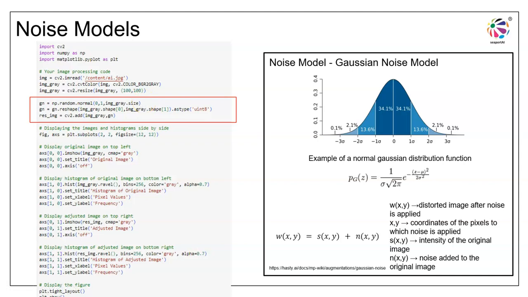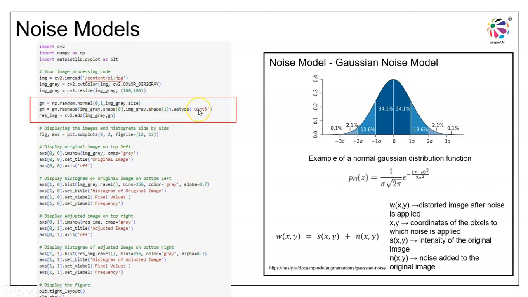The numpy.random.normal function draws random samples from a normal or Gaussian distribution. The first argument is the mean of the distribution, the second argument is the standard deviation, and the third argument is the number of samples you want to draw. In this case, it is generating samples which equals the total number of pixels in the grayscale image from a normal distribution with a mean of 0 and a standard deviation of 1. Each sample represents noise for a single pixel.